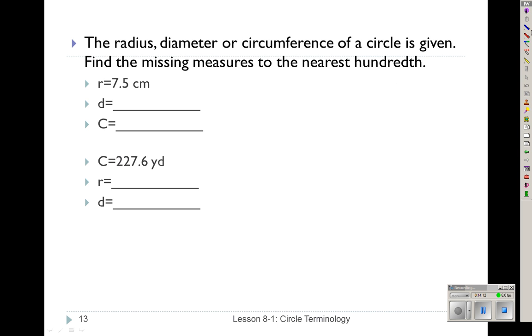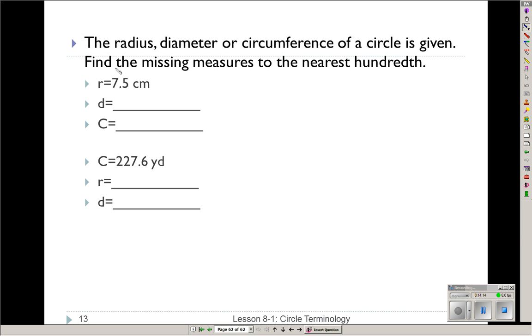The radius, diameter, or circumference of a circle is given. Find the missing measures to the nearest hundredth. If you're given the radius of the circle, well, let's find the diameter. Use the diameter formula. D equals 2R. And substitute in the radius. D equals 2 times 7.5. And then work that out. 2 times 7.5 is 15. So that's 15 centimeters.